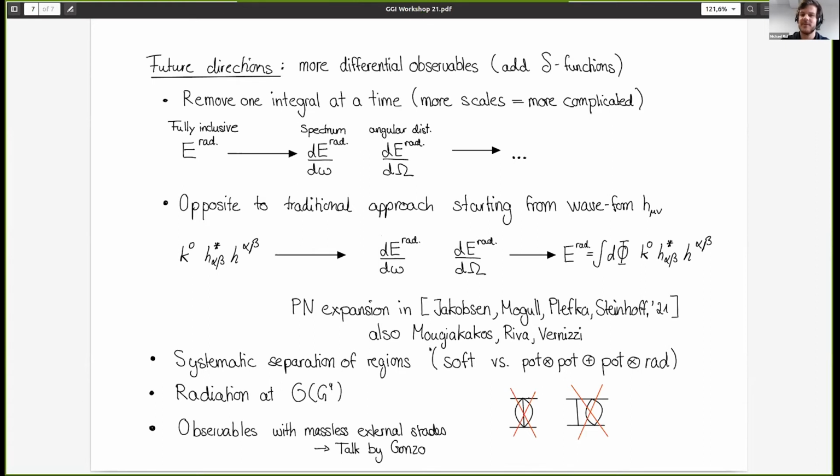Of course, radiation at the 3PM order and 4PM order is a very active topic, which maybe we could look into, because especially the radiative energy might be something that is very simple, as it was at the 3PM order. And finally, it would also be interesting to study more general processes, for example, with massless external states, which was covered in the talk by Gonzo. I think that's also something which should be doable at higher orders in G.